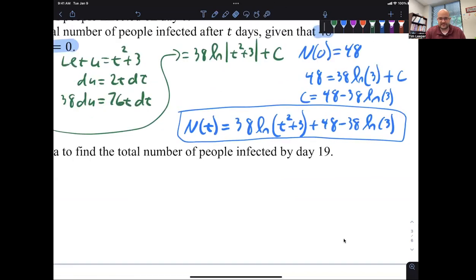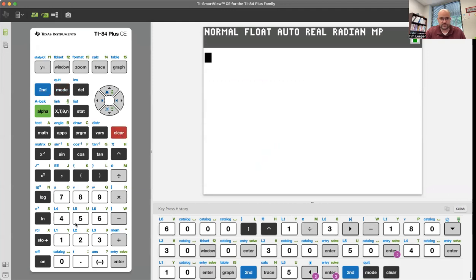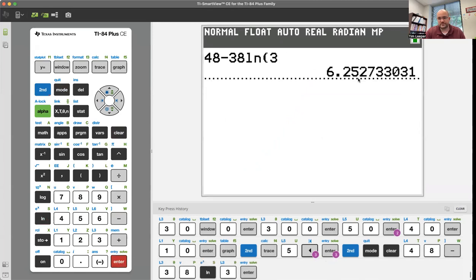Now, the reason that that's the exact value is because, well, let's go and look at it. If we have 48 minus 38 times the natural log of 3, that's 6.25 to 2 decimal places. But I'm just going to leave it as the exact value.